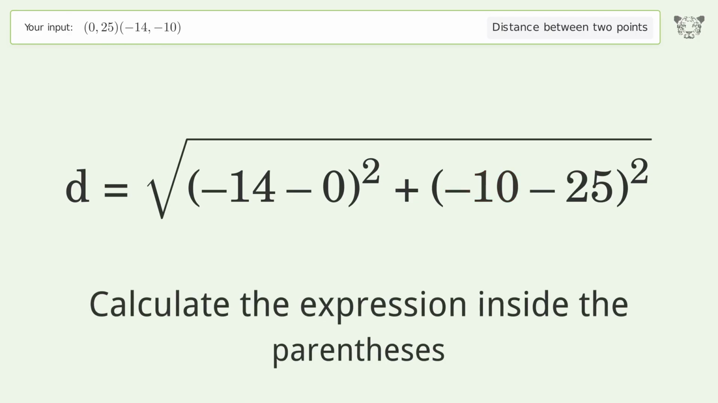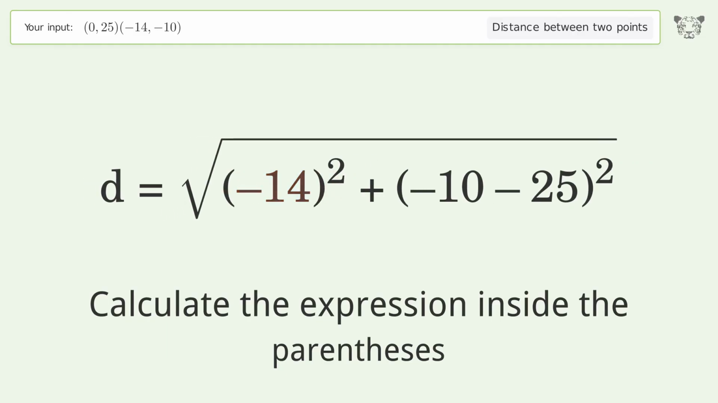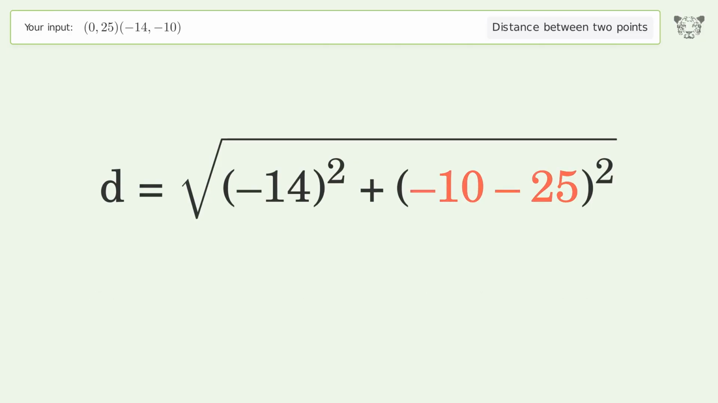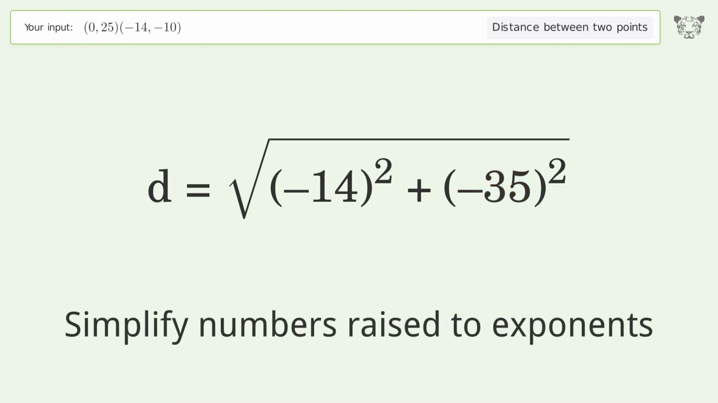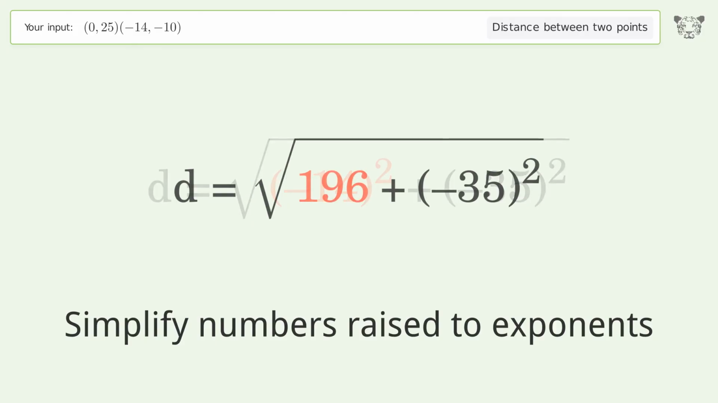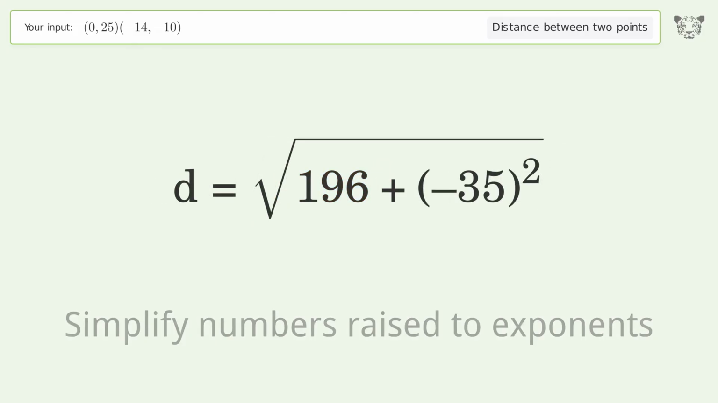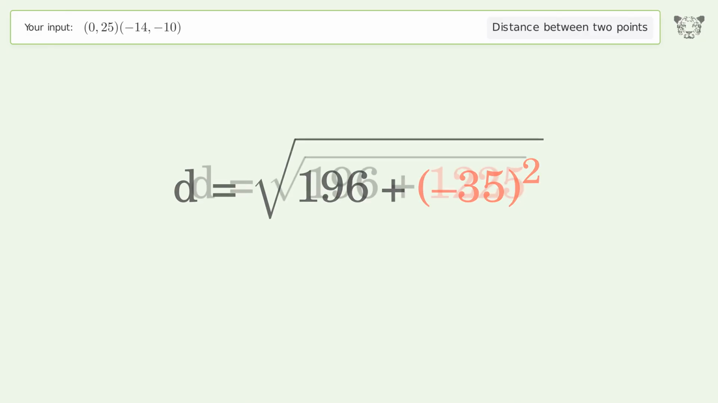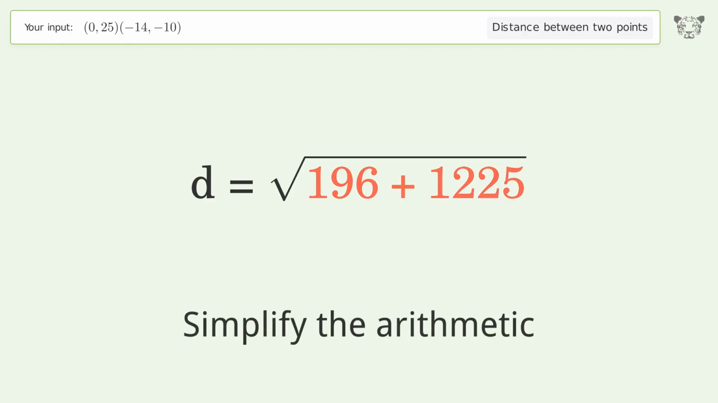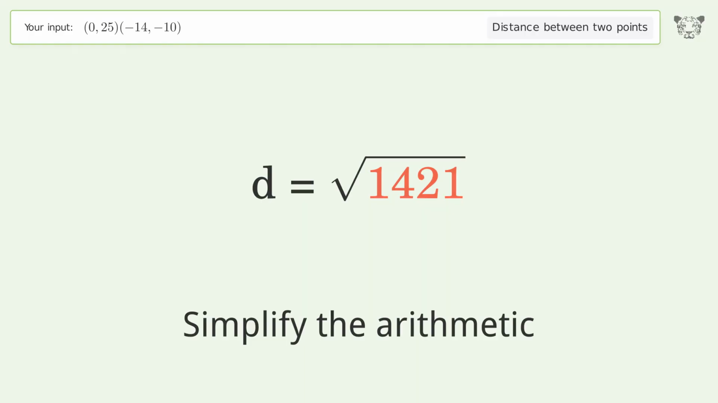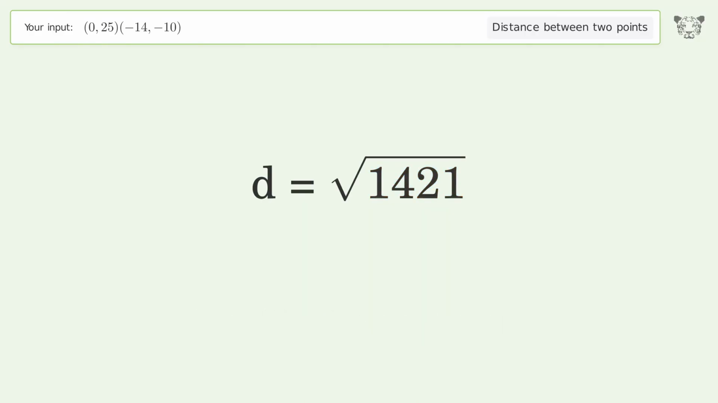Calculate the expression inside the parentheses. Simplify numbers raised to exponents. Simplify the arithmetic. And so the distance between the 2 points is the square root of 1,421, or 37.696.